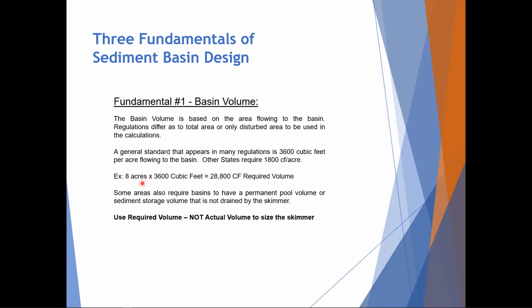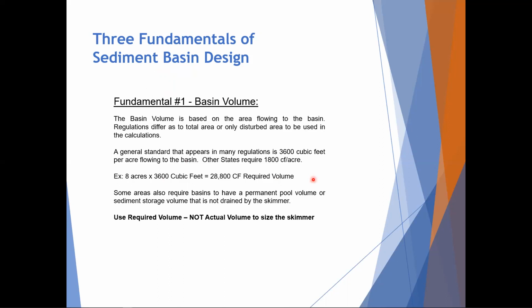If you had an 8-acre site, and typically that would be the disturbed area that this is calculated on, although some states require it on total area. Let's say 8 acres at 3,600 cubic feet would be a 28,800 cubic foot volume requirement.